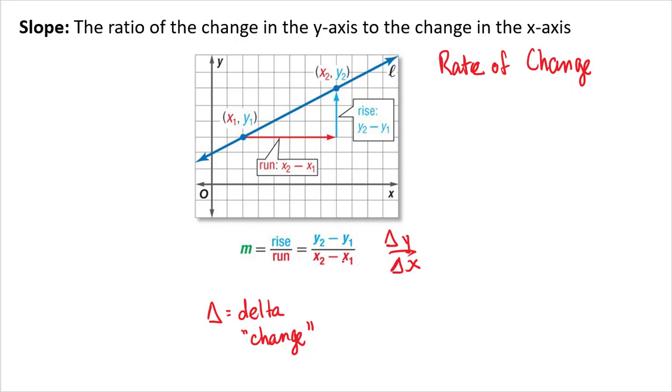How I remember that is you go up a certain amount of y's and over a certain amount of x's. I have to rise before I can run.